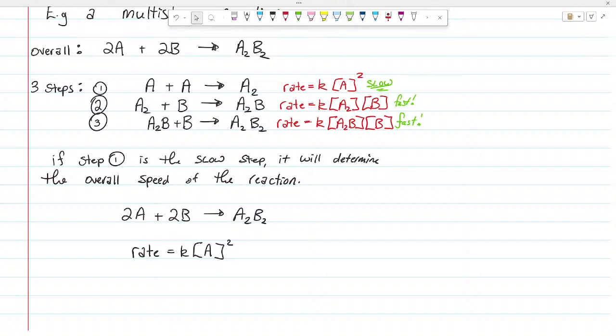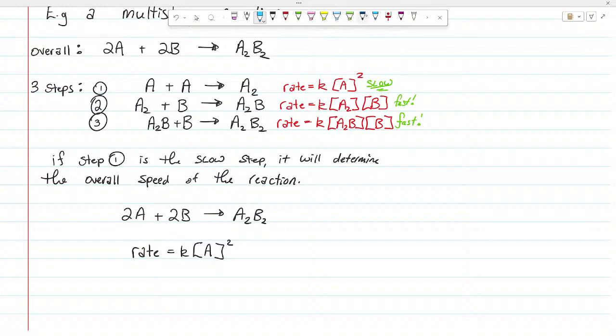Does that make sense? On the other hand, if you did a reaction and adding A doubled it and B doubled it, then you'd know there's some point where A is colliding with B, and that's the slowest step. So we can determine what the slowest step of a reaction is by doing experiments and seeing how things change.